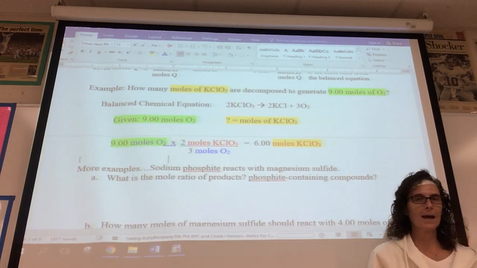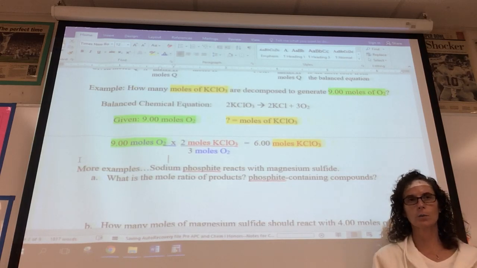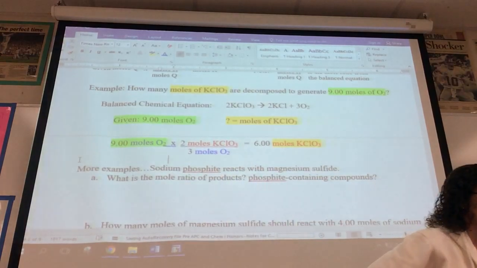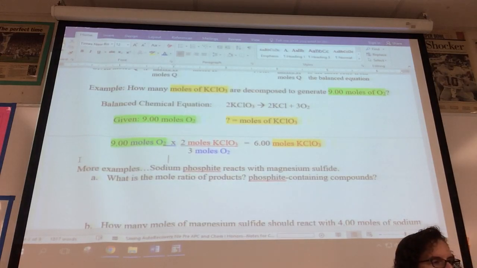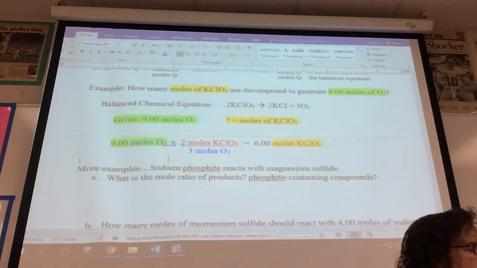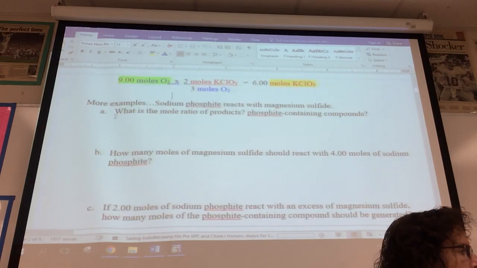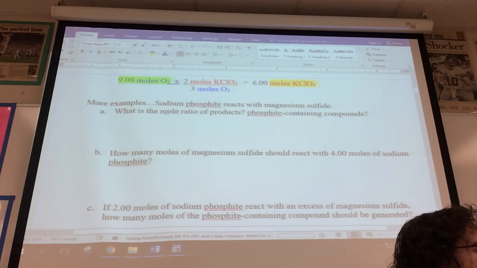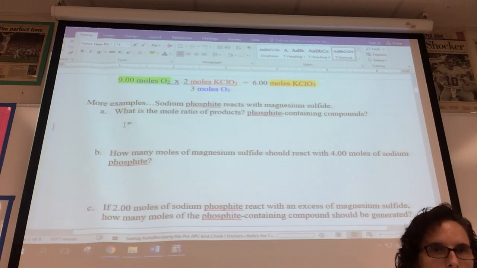We learned about mole to mass conversions and mass to mole conversions previously. We're going to tag those on in a few minutes. Here's the new piece right here, mole ratio. Carry out the math and you've got 6 moles of potassium chlorate. Let me walk you through an example with nothing to show you how you go from given to unknown. In the first example, it says sodium phosphate reacts with magnesium sulfide. We want to know the mole ratio of products as well as phosphate-containing compounds.